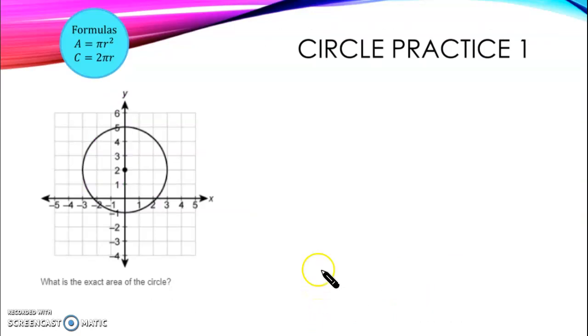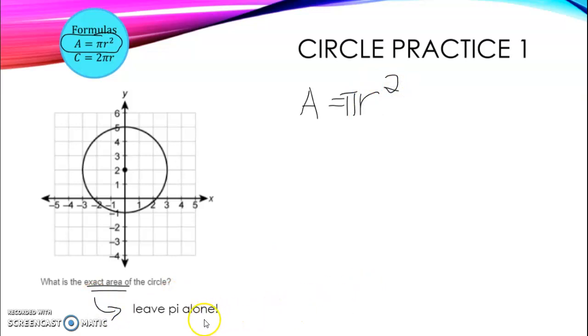So let's try this example problem. We need to find the exact area of this circle right here. And so I'm going to identify which formula to use. Since I'm finding area, I'm going to use pi r squared for this formula. Oops, forgot my pi. And notice how it says that we need the exact area. We are going to leave pi alone because of that.